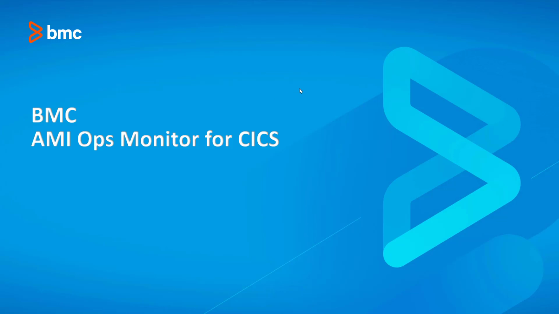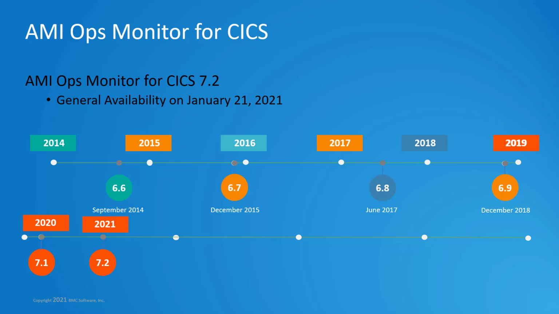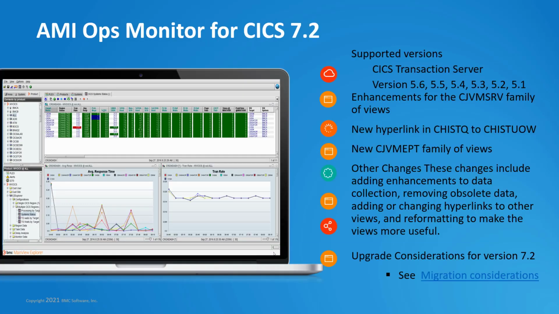This is what's new, BMC AMI Ops Monitor for CICS. AMI Ops Monitor for CICS is version 7.2. General availability was January 2021. And the releases are at regular intervals. And now that we're on continuous delivery, even more so.